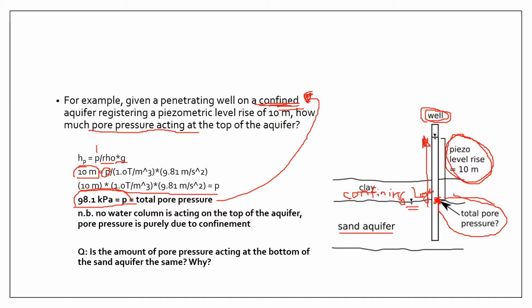Now, we have no other sources of pressure acting at this point, because there is no overlying body or column of water on top of this point. So this surge in water table is all due to confinement or pore pressure. We don't have any water column acting at this point, so pore pressure is purely due to confinement.